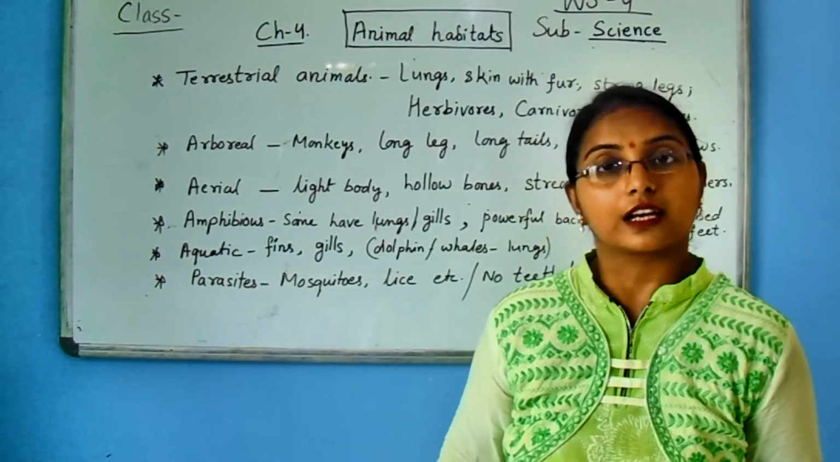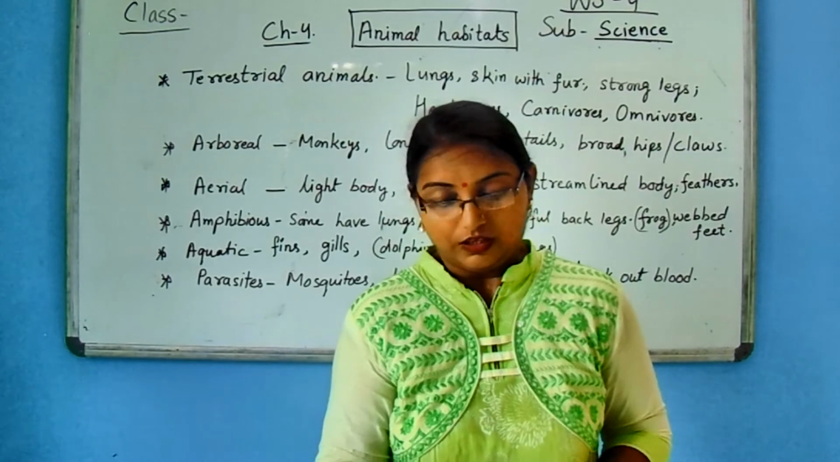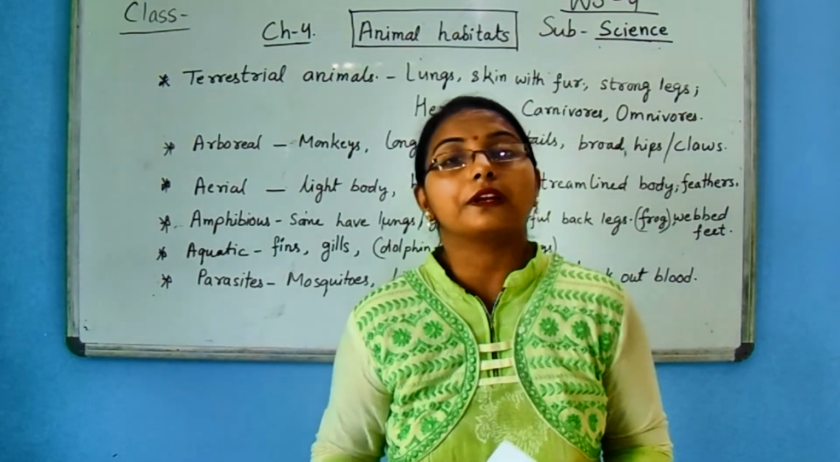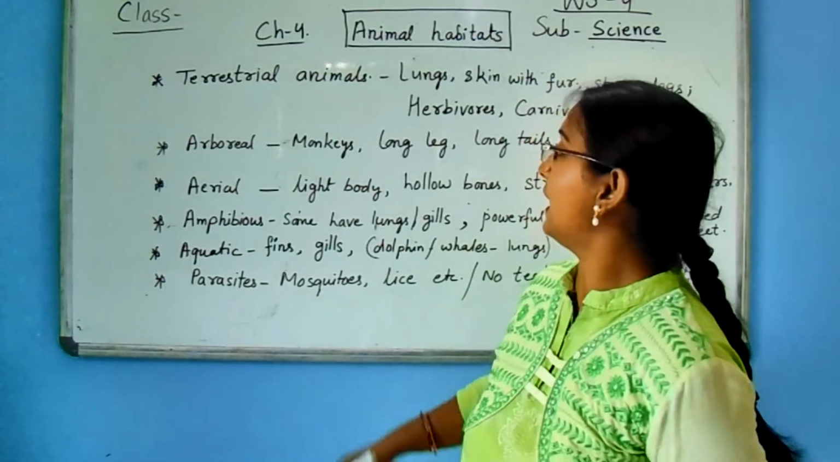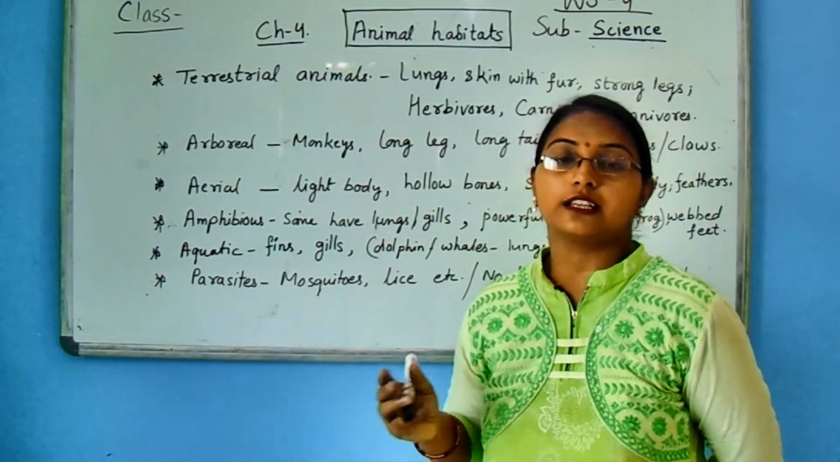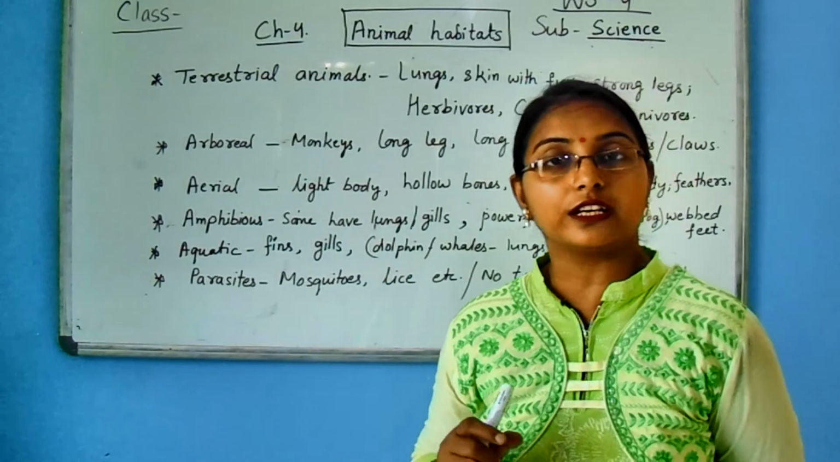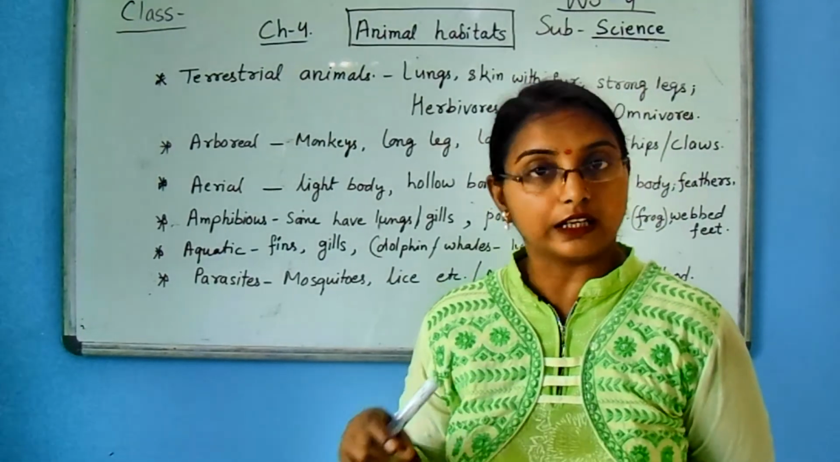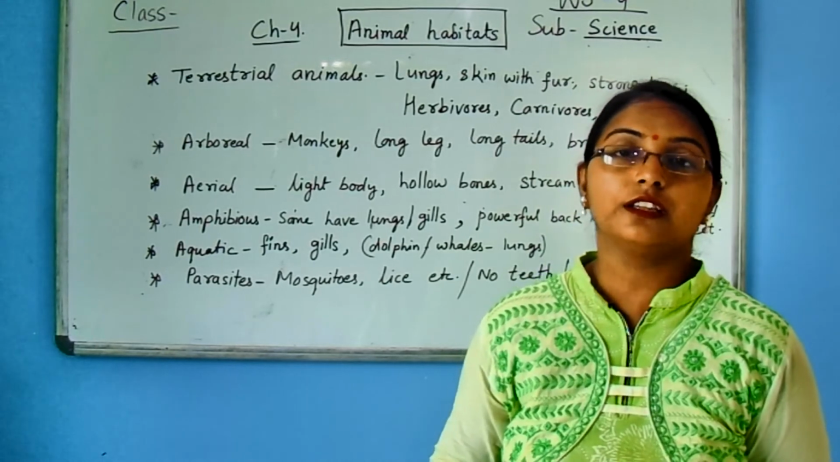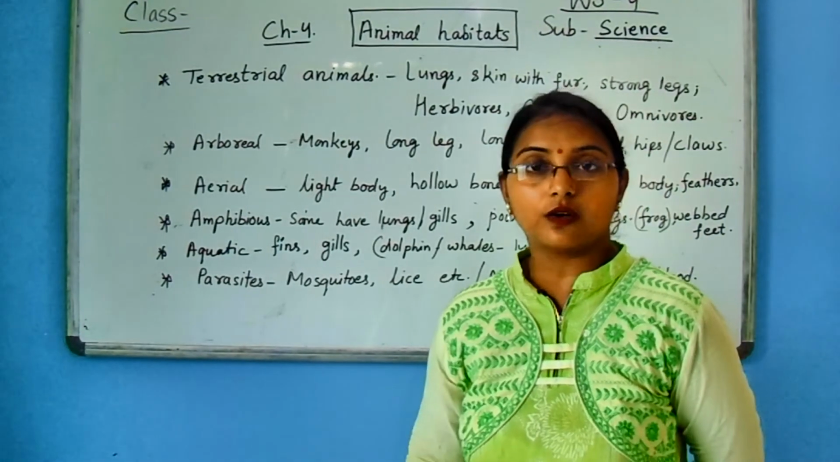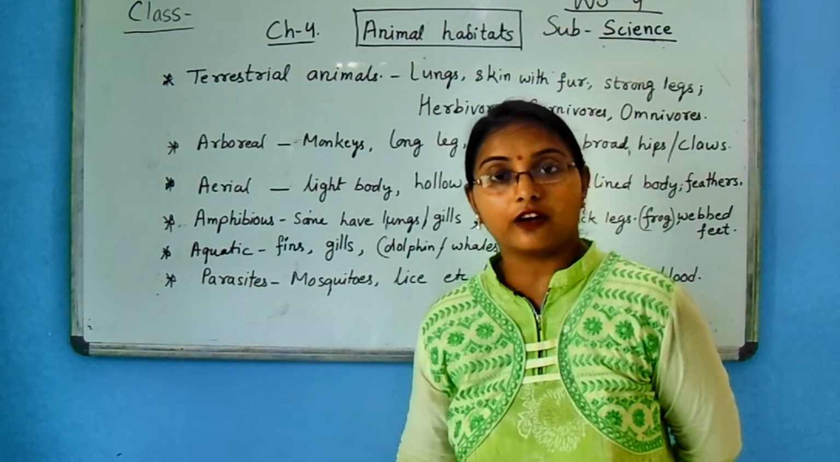It is called camouflage. Now in this chapter, animal habitats, you have learned many ideas about animals, their habitats and also their adaptive features, their adaptation, so that animals can survive in the natural surroundings, according to the surroundings.